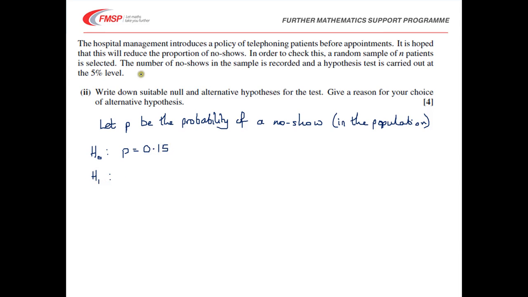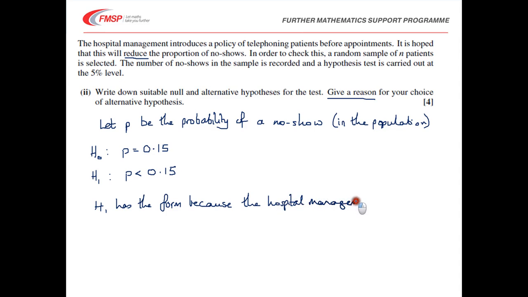Our alternative hypothesis rests on this word here, reduce. They are hoping that the probability has gone down. So our alternative hypothesis is that the probability is less than 0.15. And take care. It says give a reason for your choice. We're not finished yet. We haven't got all 4 marks. H1 has this form because the hospital management is trying to reduce the proportion of no-shows.